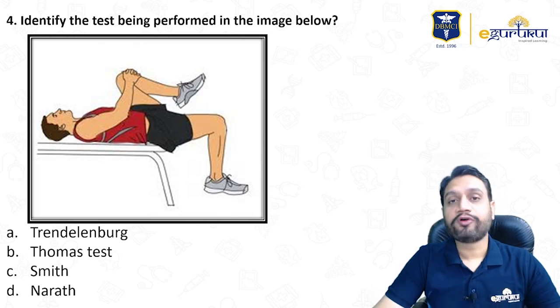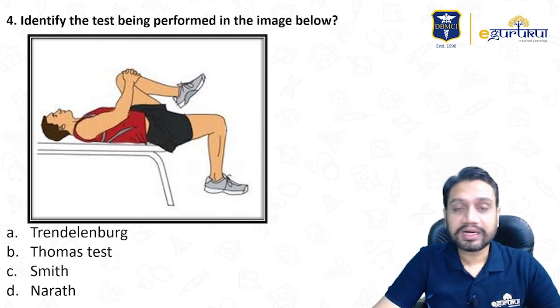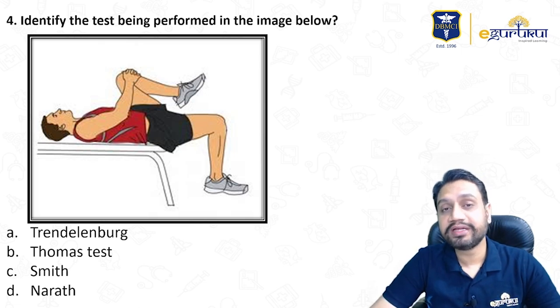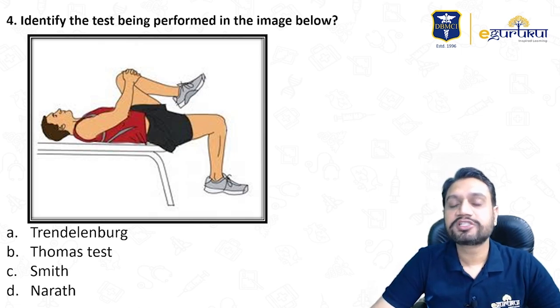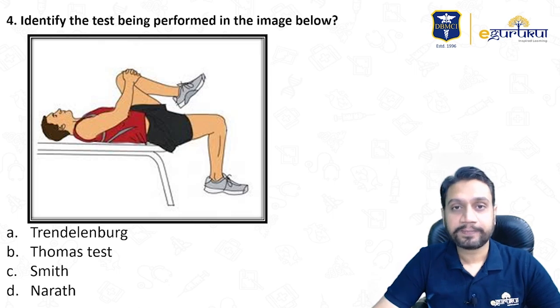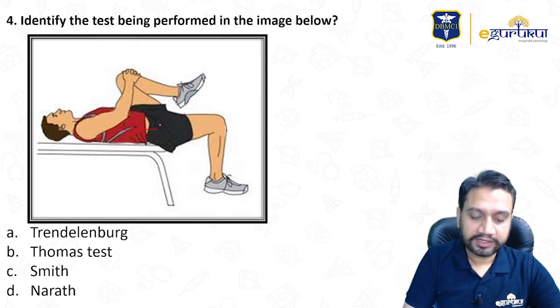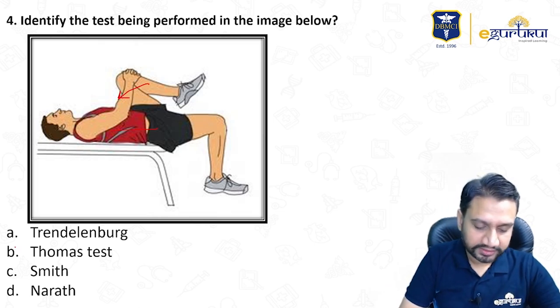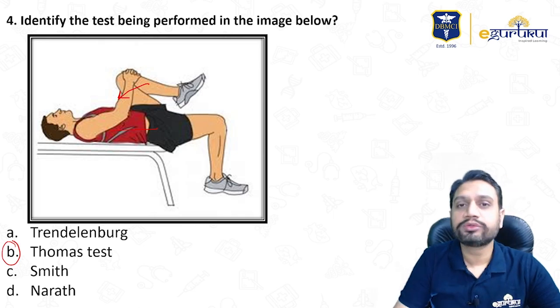Identify the test being performed in the below image. Now, what was the idea behind putting this image here? Because every year we see that there is a test-based question asked in the AIIMS exam, right? So what exactly is that? The patient is lying supine, and we are trying to flex this hip. This is a Thomas test. And why do we do the Thomas test?